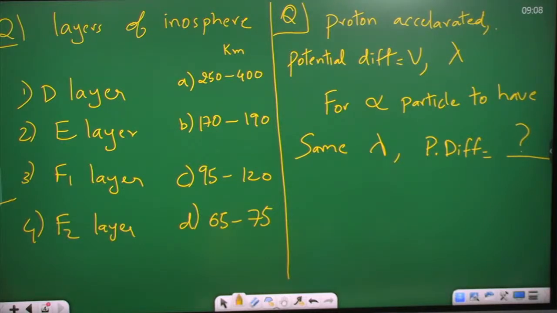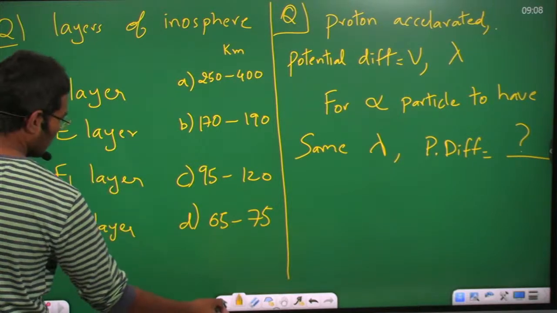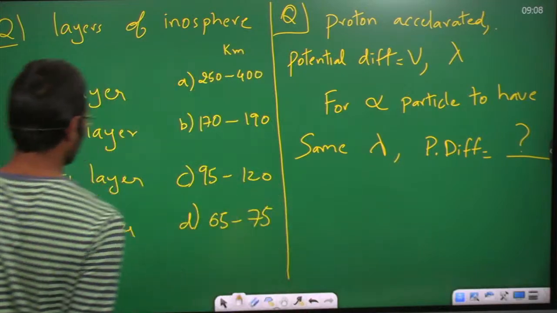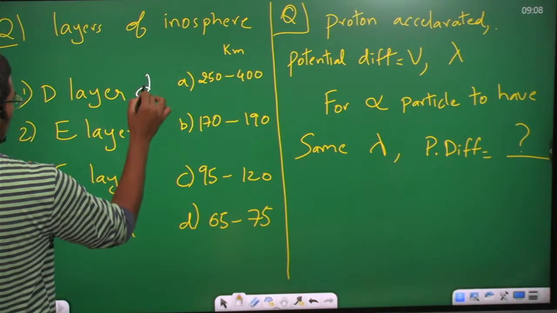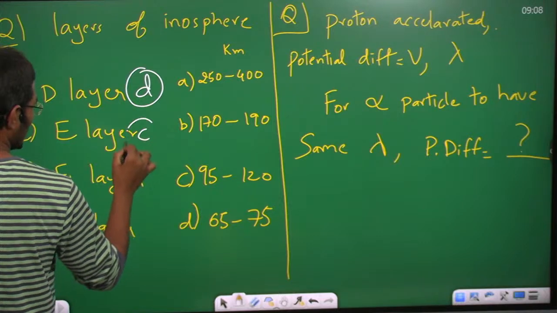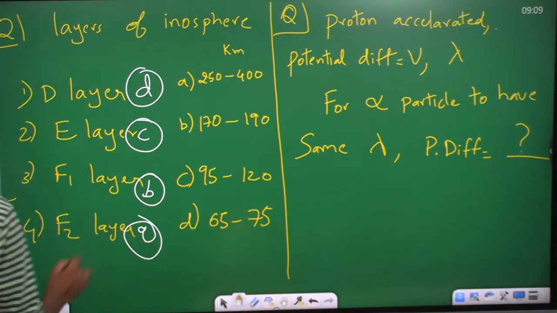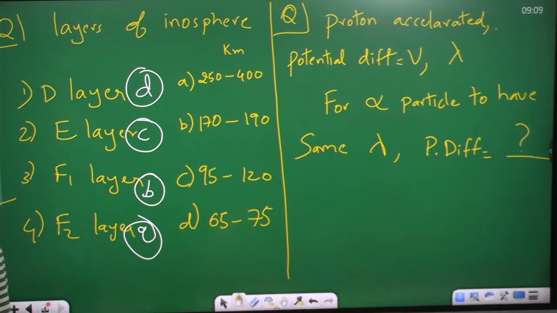Or did you say DC? Okay. DCBA. So it is D, C, B, A. So nothing but layer D 65 to 70, E layer C 95 to 120, F1 B 170 to 190, F2. I guess this is completely theory question, right? There is no logic in it, completely theory.